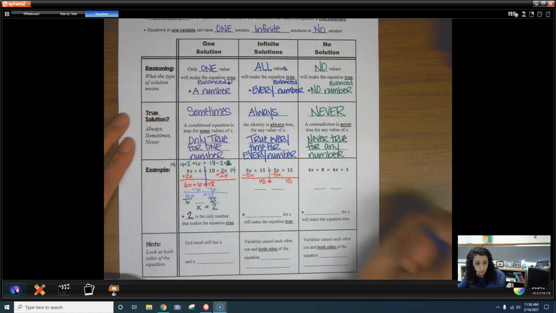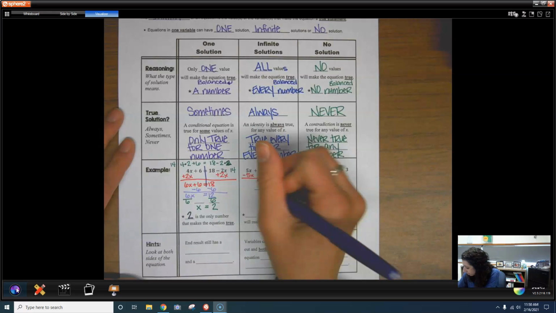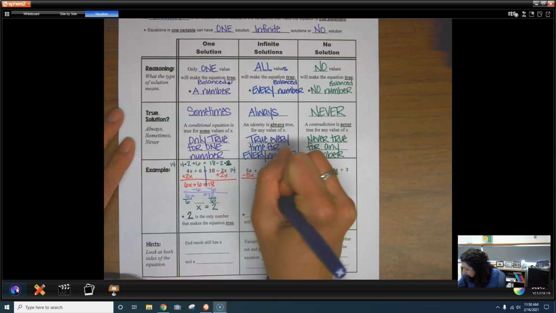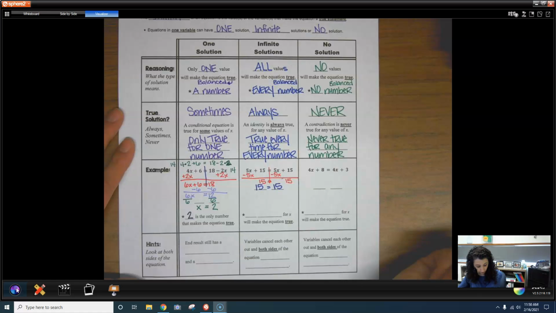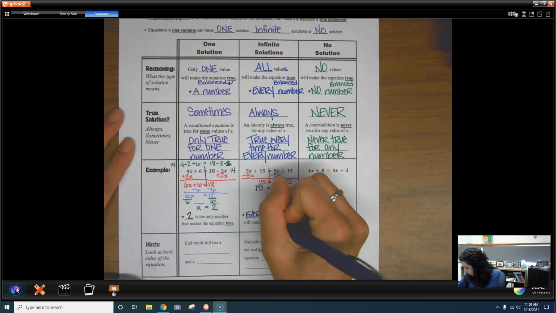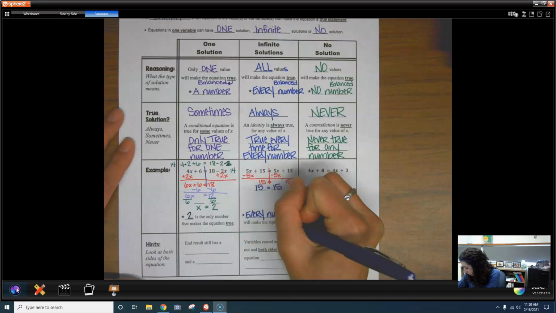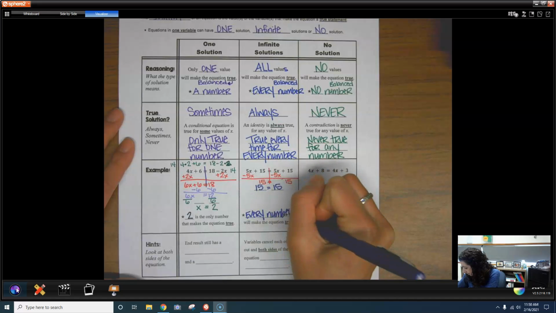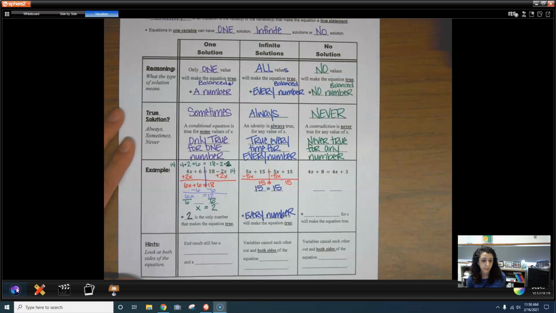If I wanted to, I could minus 15 from both sides and get 0 equals 0, which is still a true statement. So 15 equals 15. So every number for x will make this equation true.